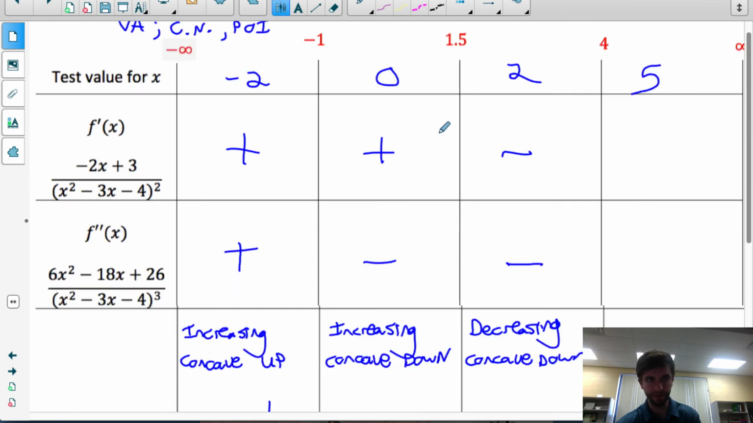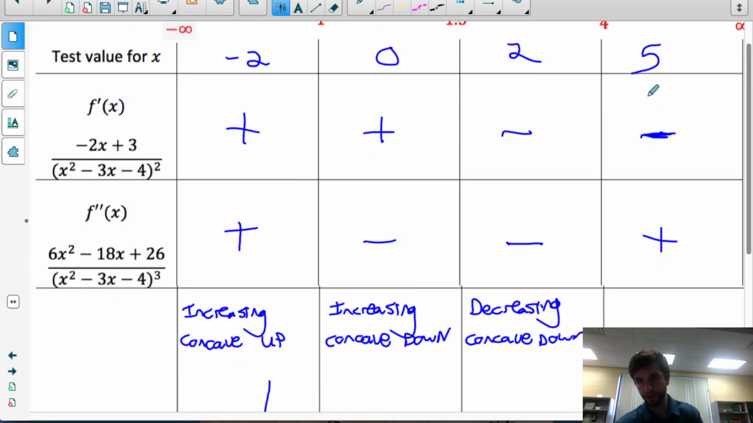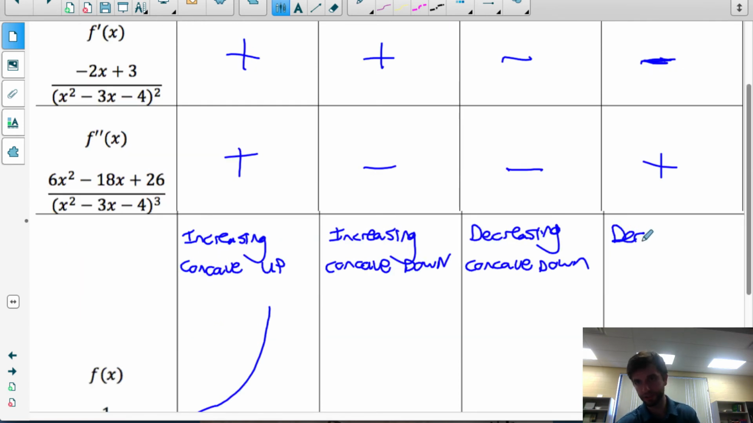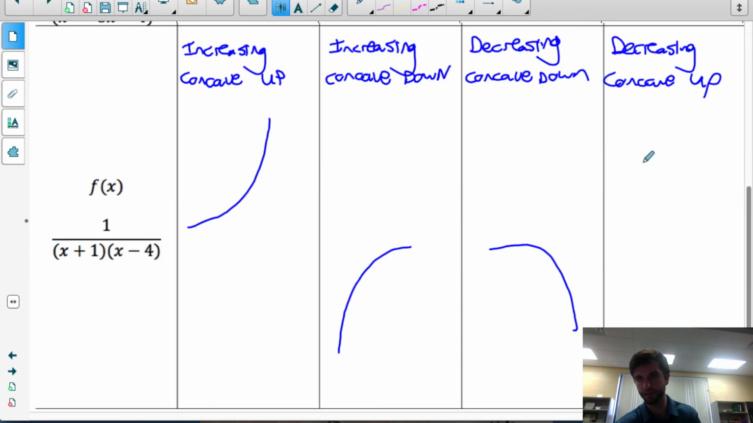And my final interval, if I plug 5 in, I'll get a negative over a positive, which is negative. If I plug 5 into the second derivative, I will get positive. So since the first derivative is negative, I know the original function is decreasing. And because the second derivative is positive, I know it's concave up. So I need to draw a decreasing function that is concave up. So it would look like this.